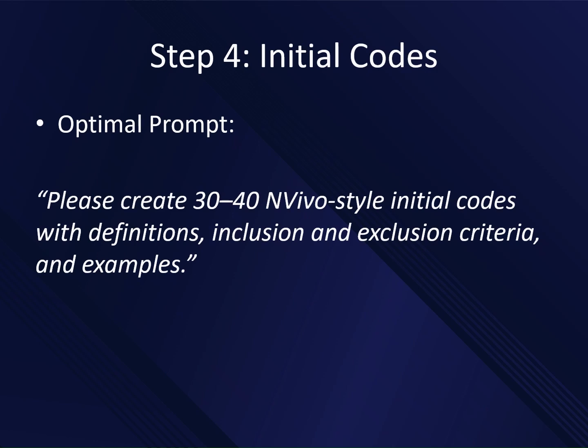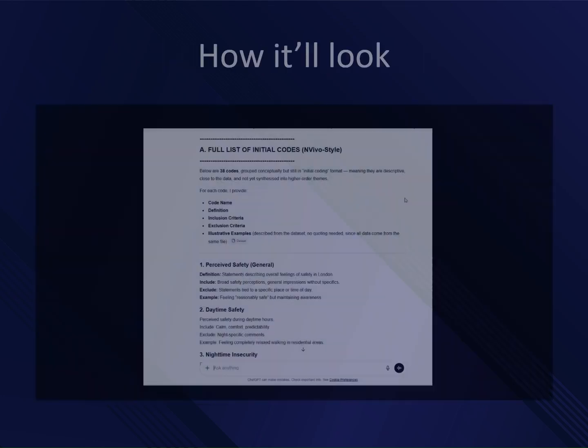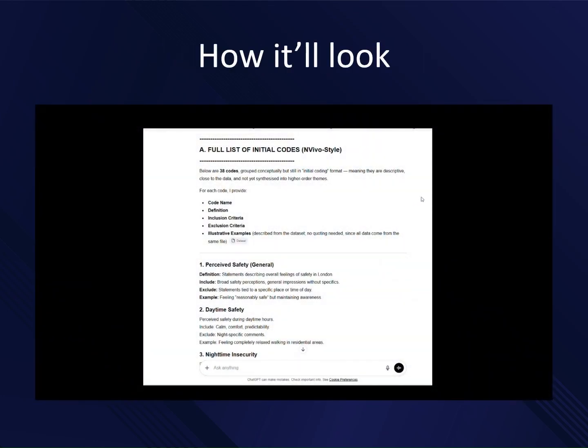We now generate Nvivo style initial codes with definitions and criteria. Use the prompt, "Please create 30 to 40 Nvivo style initial codes with definitions, inclusion and exclusion criteria, and examples." And this is how the ChatGPT output should look.